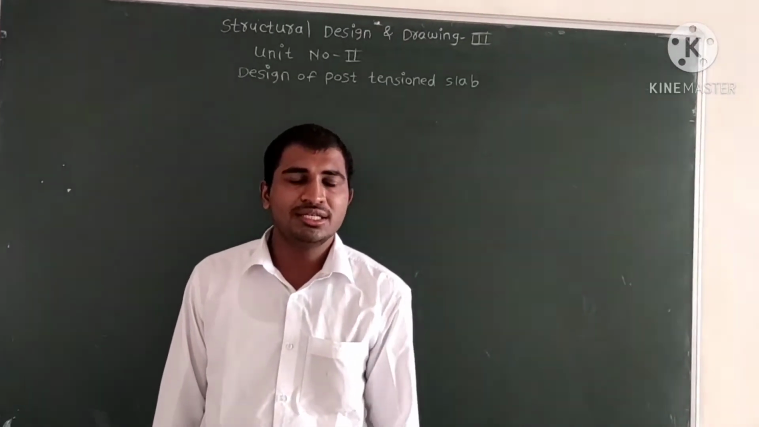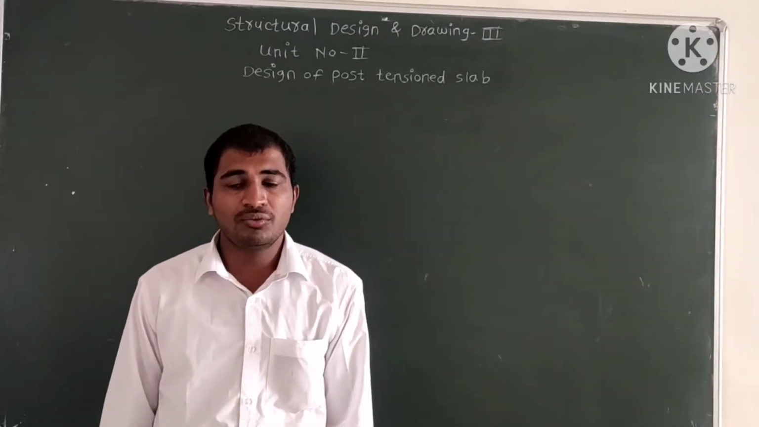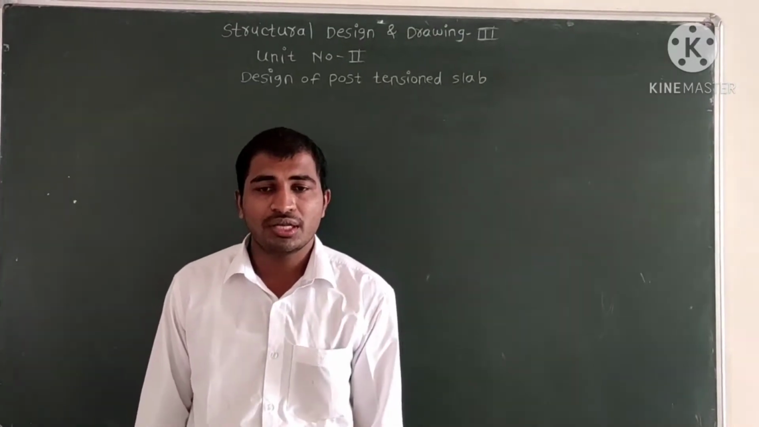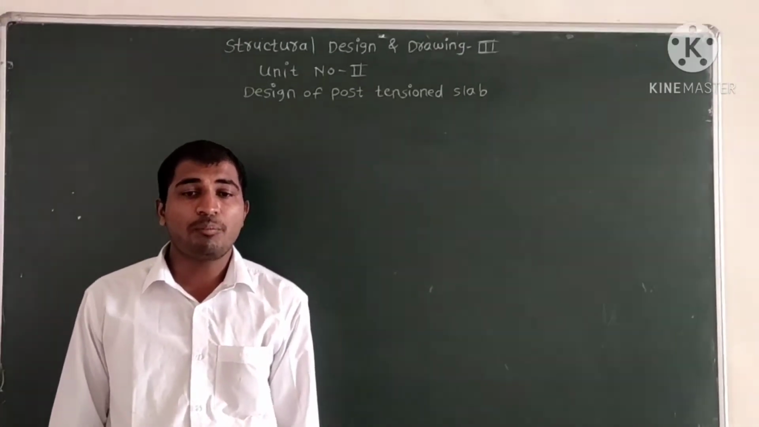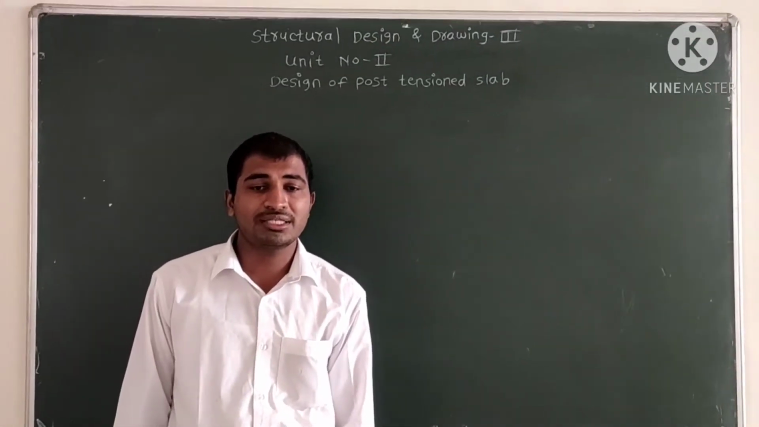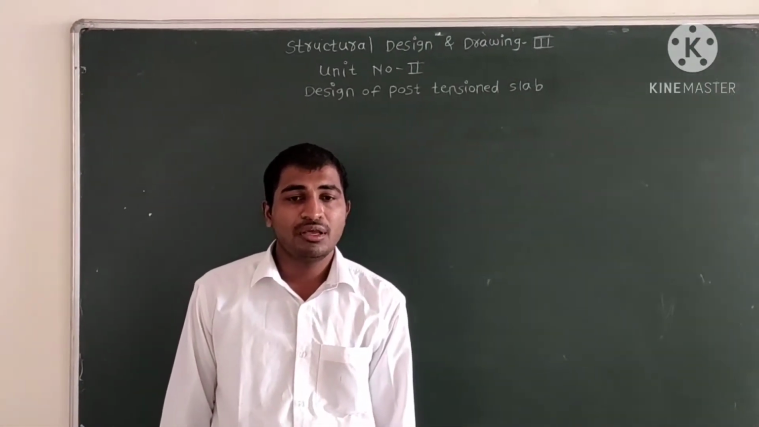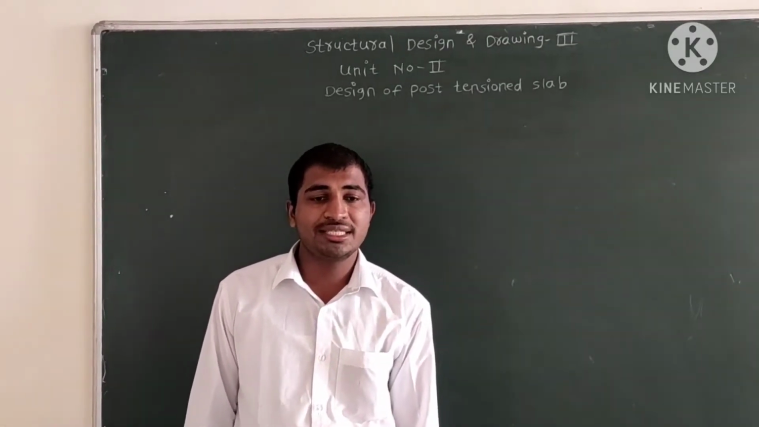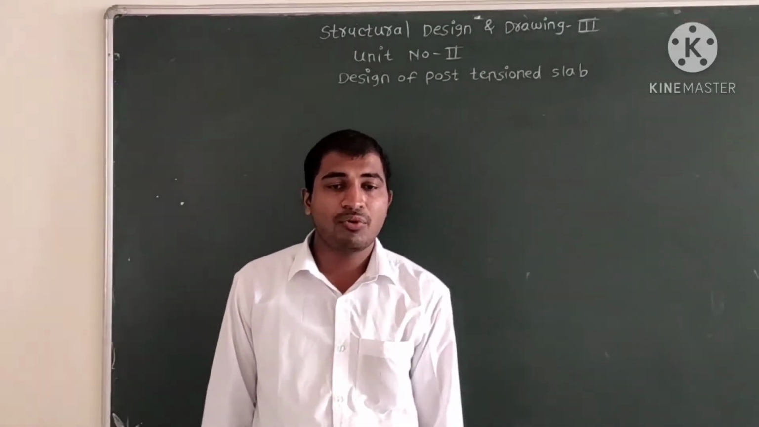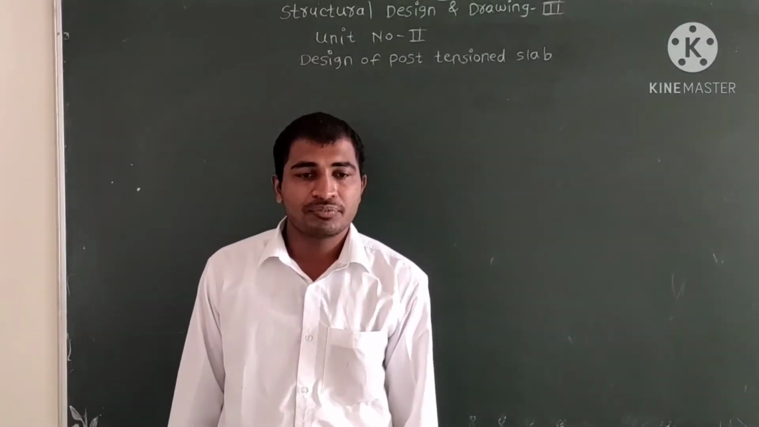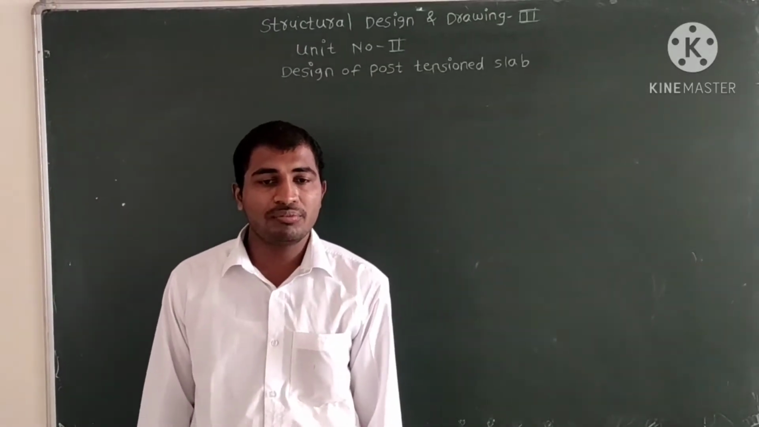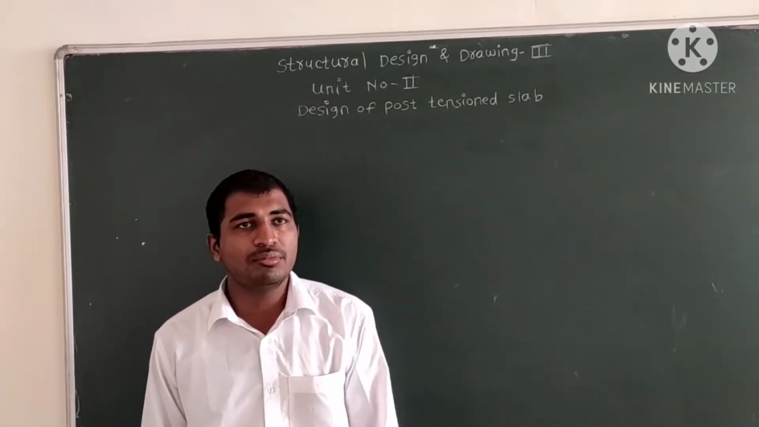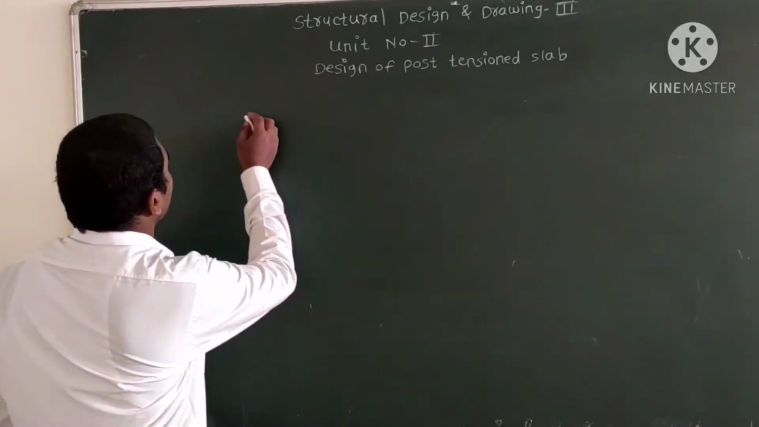Stresses not to exceed 16.5 Newton per mm square in compression and 1.1 Newton per mm square in tension. The loss of pre-stress is 50%. Calculate the minimum possible depth, and also find the minimum pre-stressing force and the corresponding eccentricity. The width of the beam is to be taken as 300 mm. This is the problem. Then the solution.